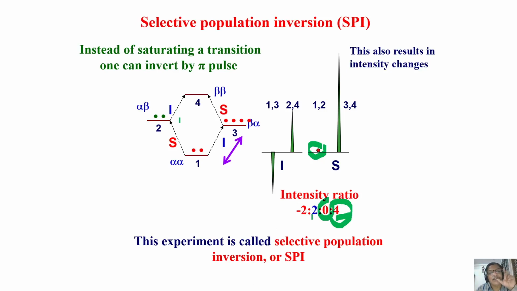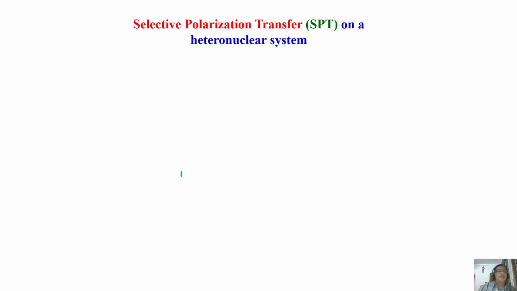The other is selective population inversion. In selective population transfer, you equate the spin populations, which is called saturation. In selective population inversion, particular transition populations are inverted between the energy states. That's all we have to do. Now, that was for the homonuclear case. I wanted to show you the difference.